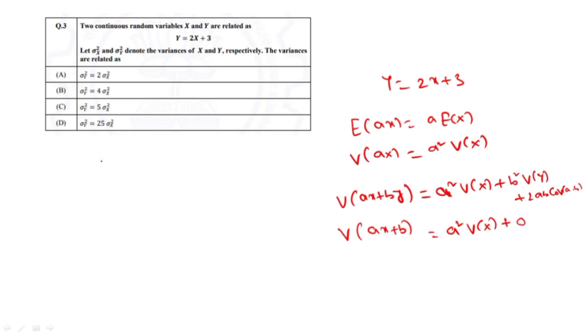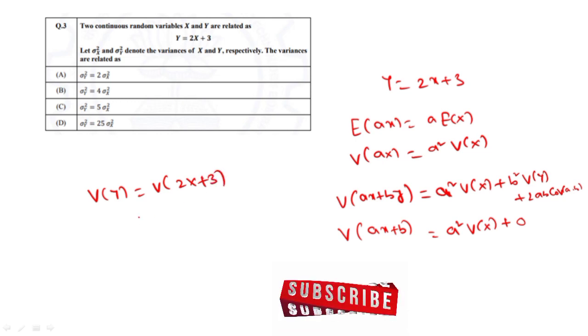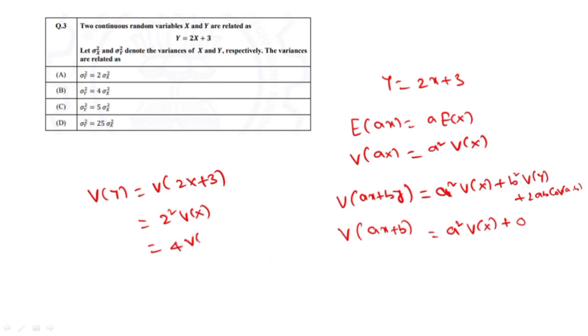So that's why we can write variance of y as variance of 2x plus 3, this will be 2 square times variance of x. So nothing but 4 times variance of x. So sigma square y equal to 4 times sigma square x. Variance is generally denoted by sigma square, okay. So that's why sigma square y is 4 times sigma square x. So B is the correct answer, okay.